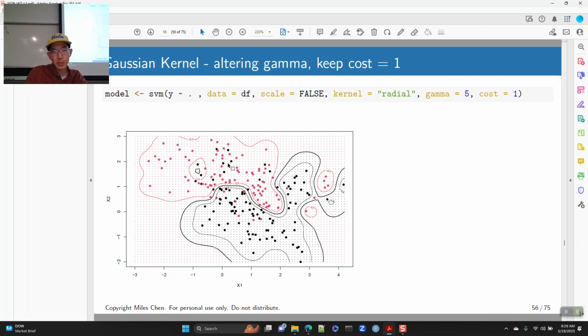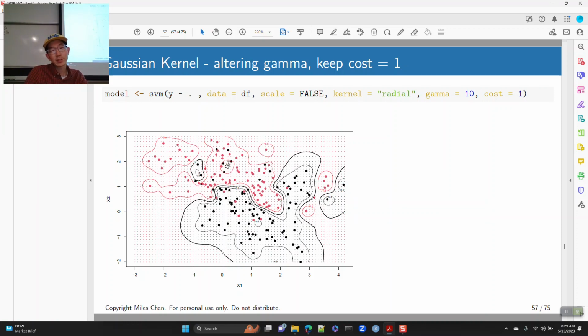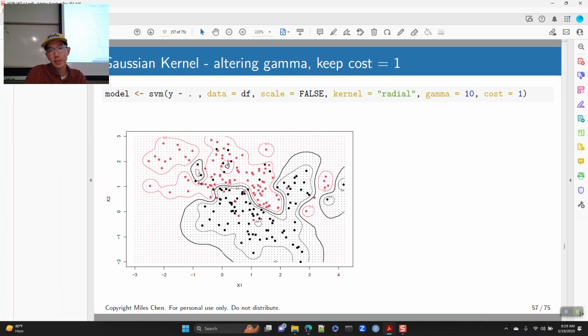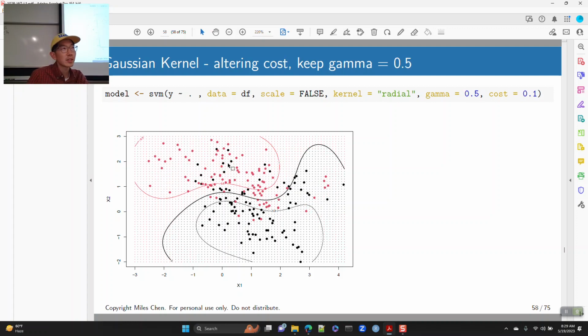So that's one thing about gamma. And again, fiddle around with these things. The other parameter is the cost parameter, okay? The cost parameter is kind of like how much influence does one point have, and how badly, imagine trying to minimize our loss function or minimize our cost, and misclassifications will increase our cost.